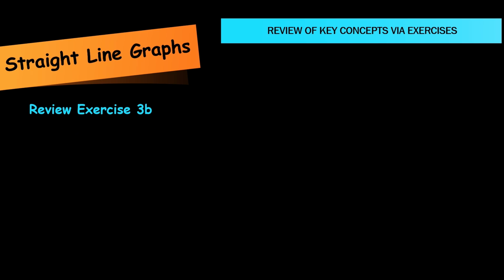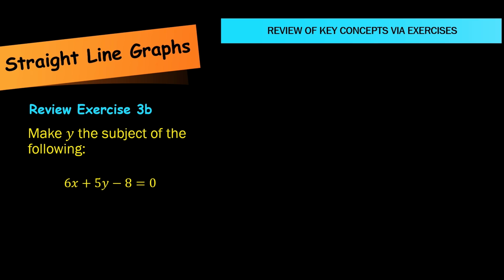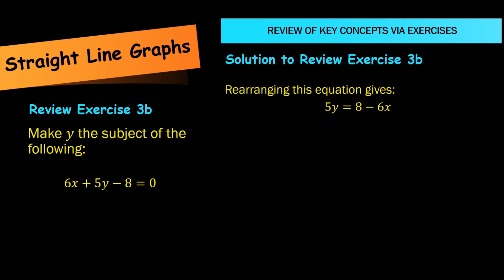And now let's solve review exercise 3b. We're going to make y the subject of the equation 6x plus 5y minus 8 equals 0. We're going to rearrange this equation to give 5y equals 8 minus 6x. We've simply added 8 minus 6x to both sides in order to isolate the y's on the left-hand side. Dividing through by 5 so that we can cancel the 5's on the left-hand side gives us that y equals 8 minus 6x all over 5.